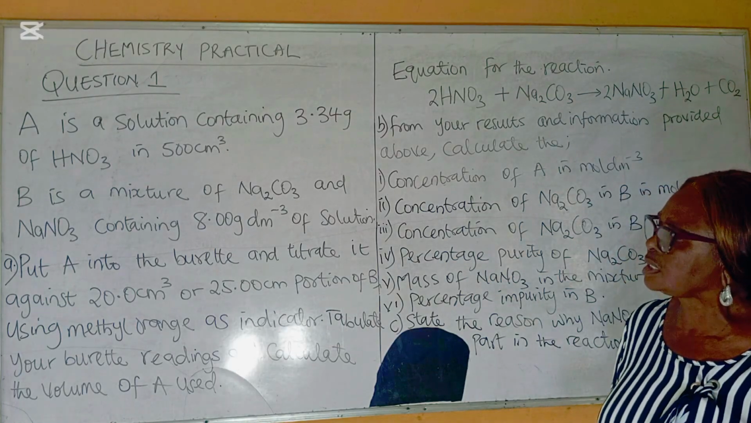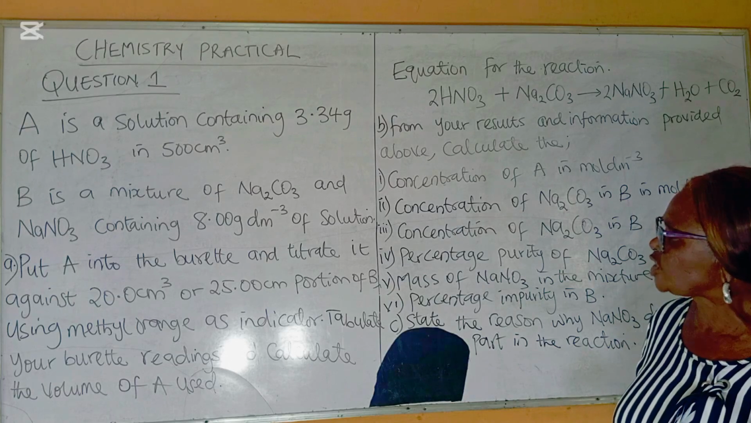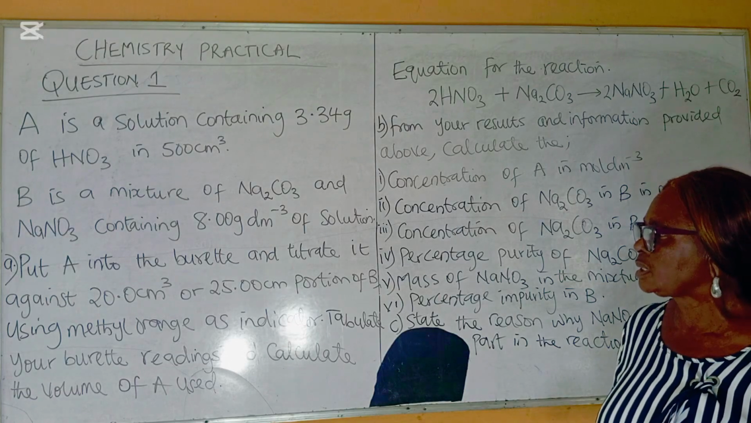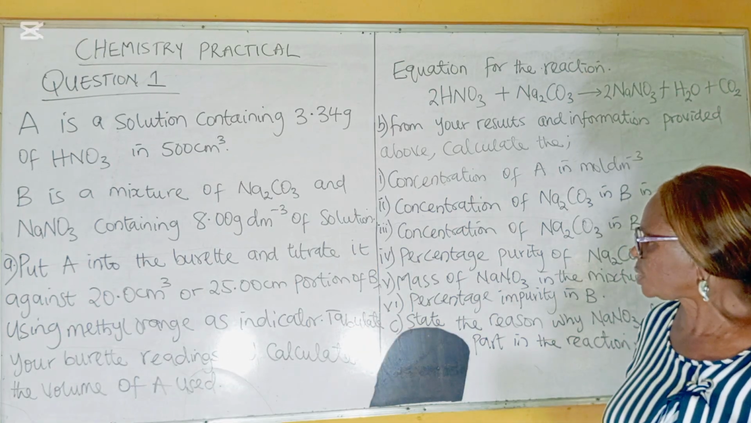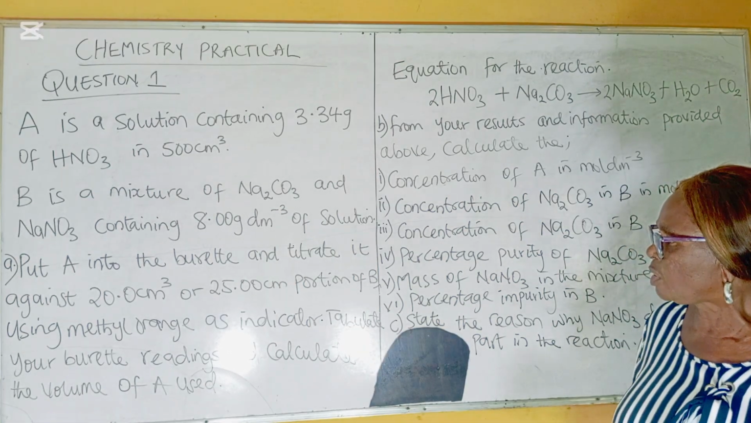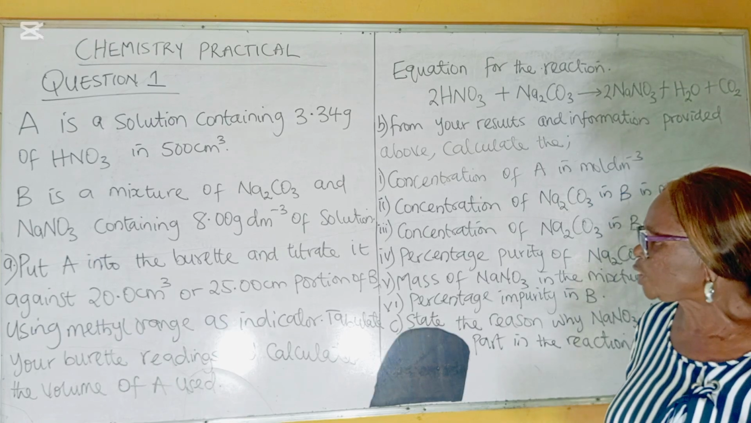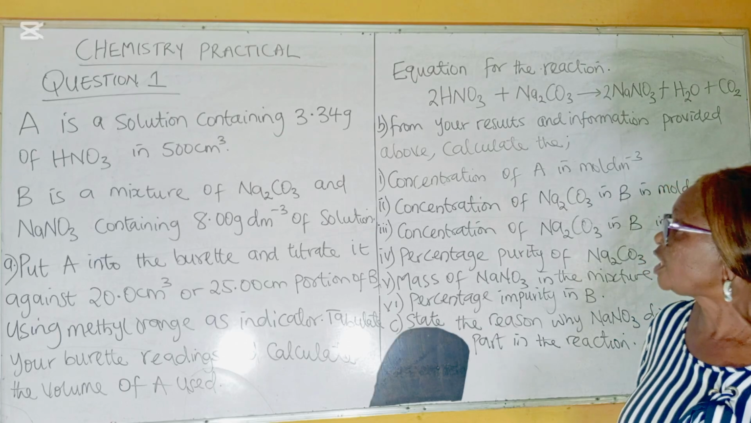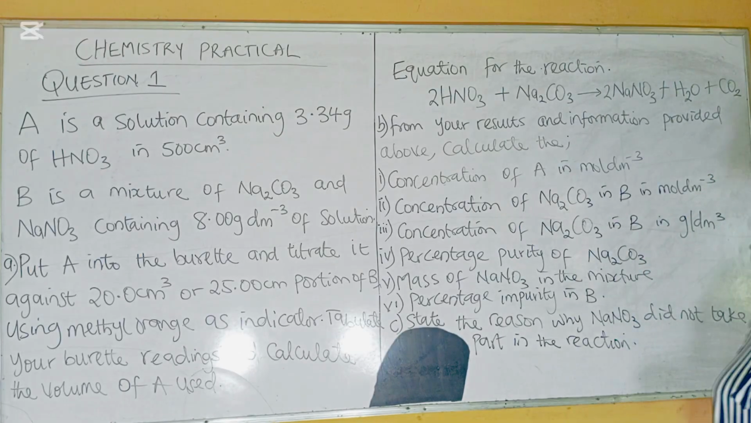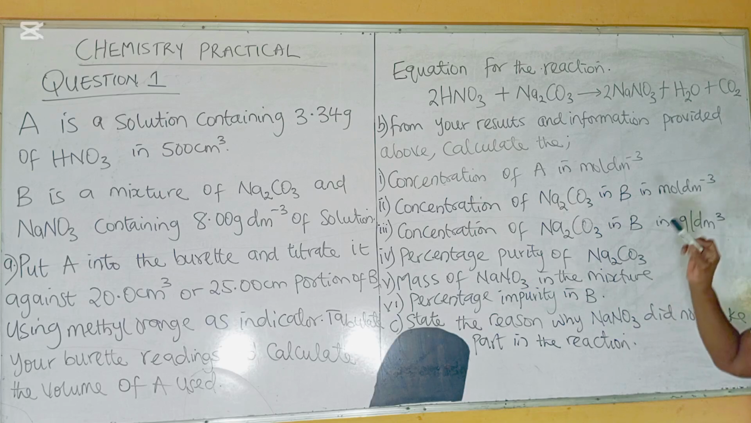Then the titration says, put A into the burette and titrate it against 20.0 cm cube or 25.00 cm cube portions of B using methyl orange as indicator. Tabulate your burette readings and calculate the average volume of A used. Then the equation for the reaction is 2HNO3 plus Na2CO3 to give you 2NaNO3 plus water plus CO2.